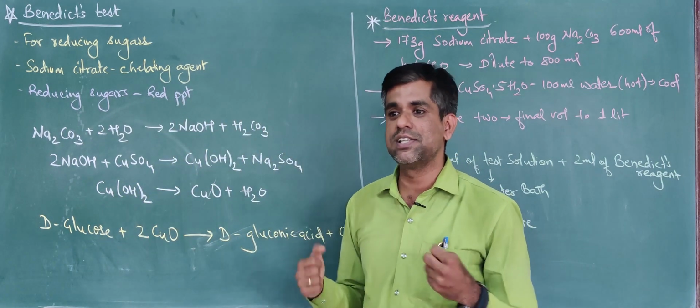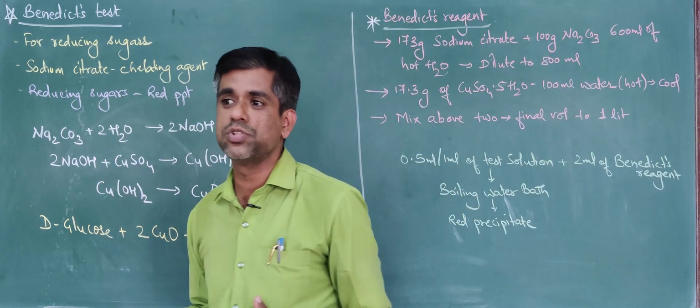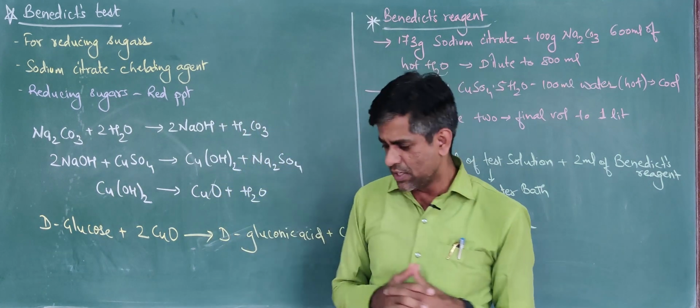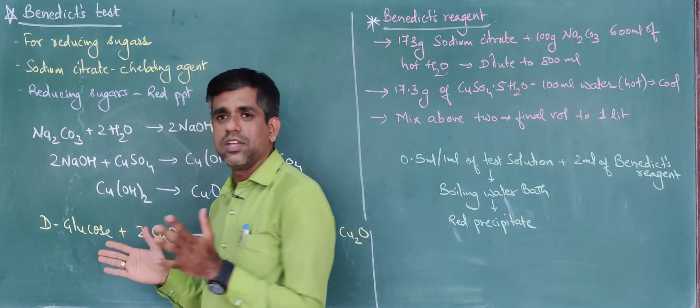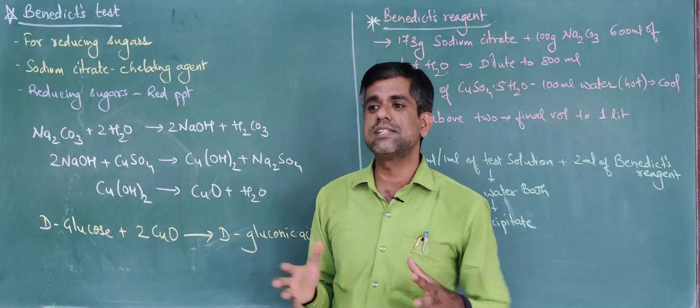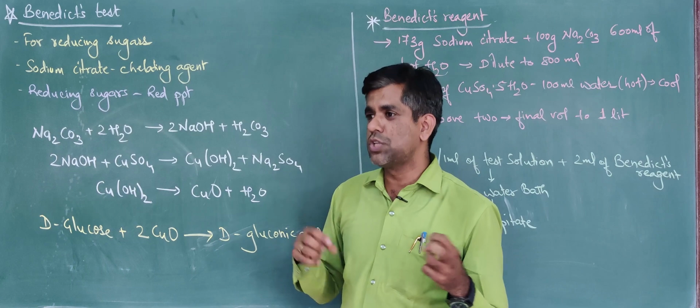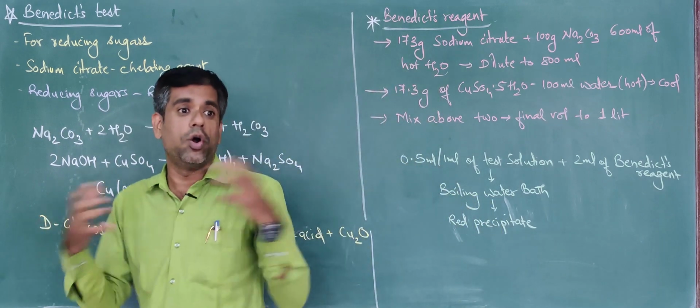So under alkaline conditions, they will donate the hydrogens, they will act as the reducing agent, and themselves will get oxidized. So one simple test is Benedict's test. Benedict's test can actually be used in both ways, qualitatively as well as quantitatively.